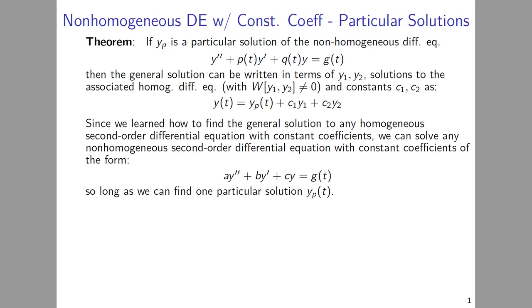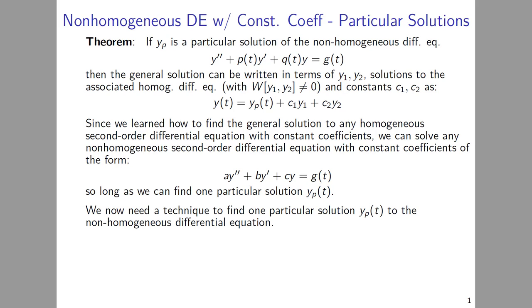And since we learned how to find the general solution to any homogeneous second-order differential equation with constant coefficients, we can solve any non-homogeneous second-order differential equation with constant coefficients of the form ay'' plus by' plus cy equals g of t, so long as we can find one particular solution, y sub p.